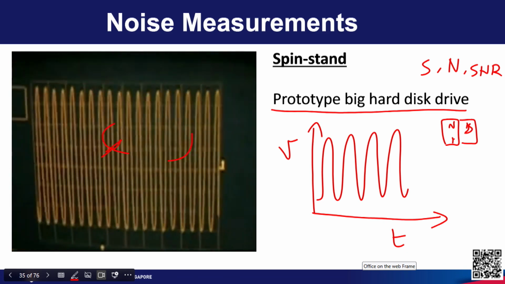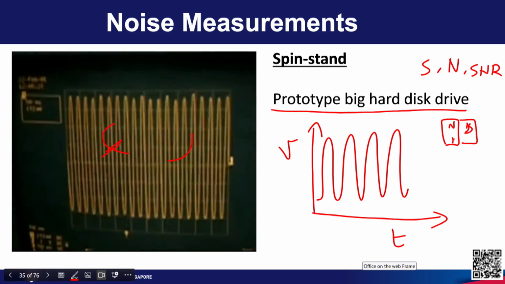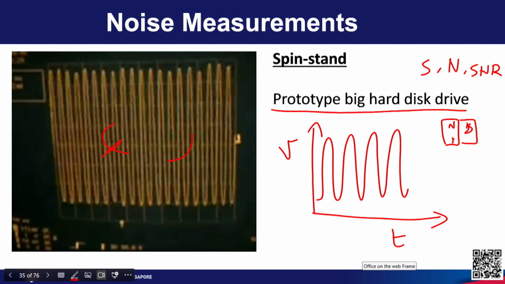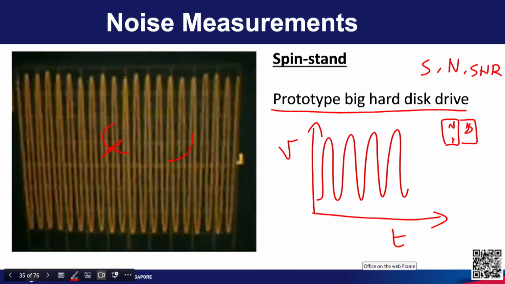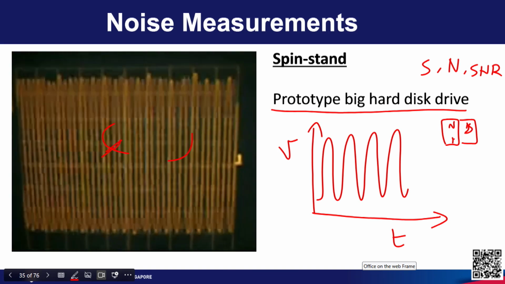Okay, now the density is higher. I am packing more density. You see the width is getting smaller. You can see more pulses now. Okay, I will play this again.